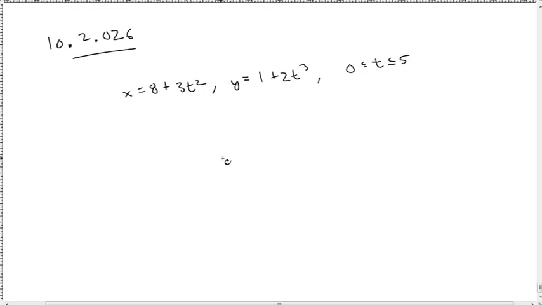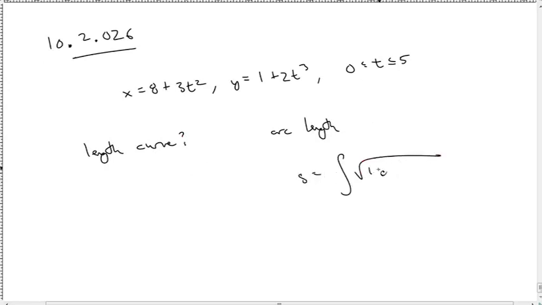Find the exact value of the length of the curve. So what they're talking about is arc length. If you go back to the arc length formula, you've got the integral of the square root of 1 plus y prime squared dx, something like that. That's a good formula for rectangular mode. You would have to eliminate the parameter in order to do something like this. It's not really that easy.